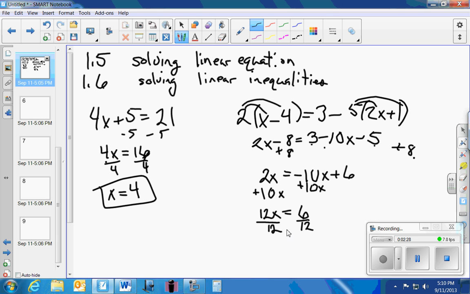One mistake that you often see is just saying x equals 2. Remember that just because 2 goes into it doesn't mean I can flip-flop where things are. So 6 divided by 6 is 1, and 12 divided by 6 is 2, and so your answer is 1/2.